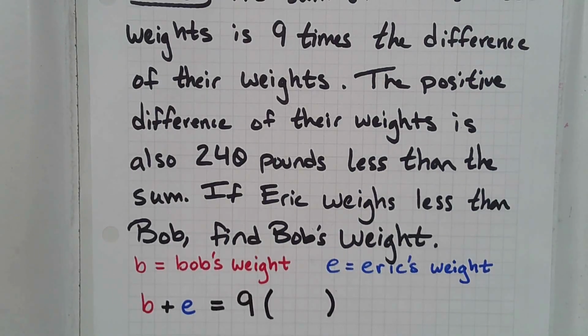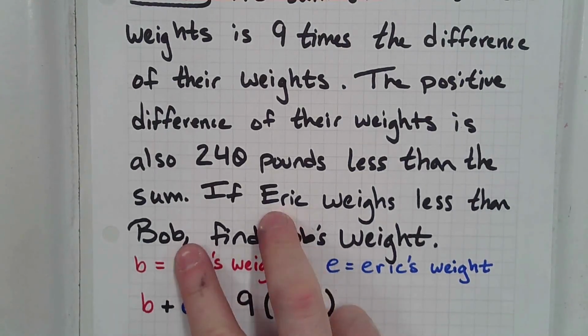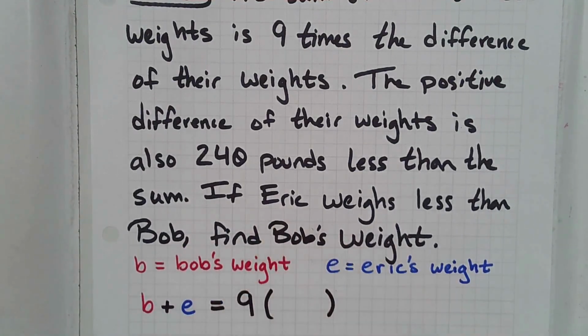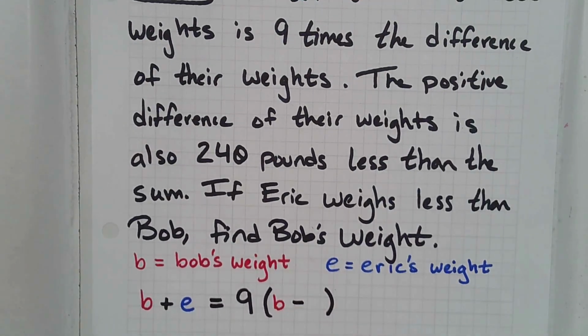And they do say at the bottom here, Eric weighs less than Bob. So if we were to subtract their weights, we want to do Bob minus Eric so we don't end up with a negative weight. So I'm going to do that. Bob weighs more. So if we take away Eric's weight, we get a positive difference. And that's what's going on there.